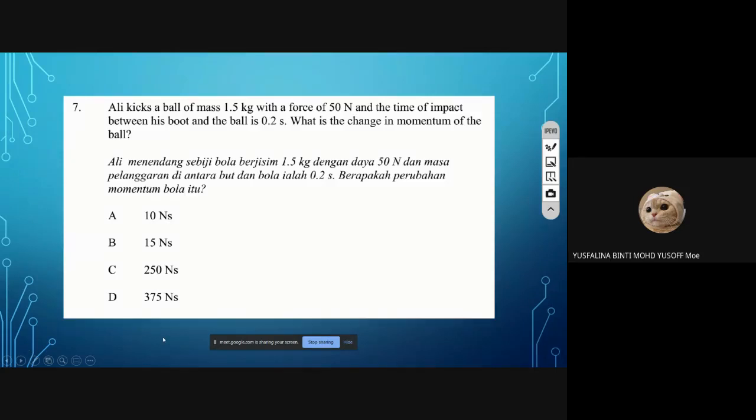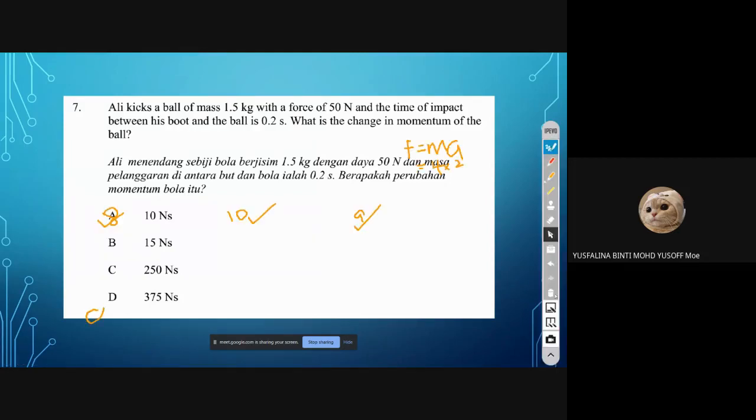Ali kicks a ball of mass 1.5 kg with a force of 50 Newton and the time of impact between his boot and the ball is 0.2 seconds. What is the change of momentum of the ball? Actually, what is the meaning of change of momentum? The change of momentum is actually impulse. So this one you want to find impulse.